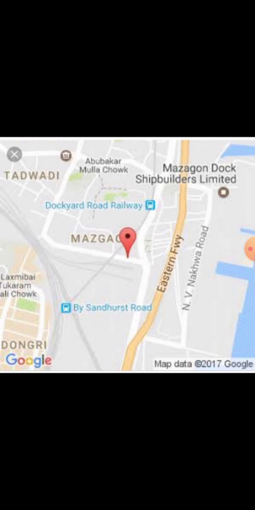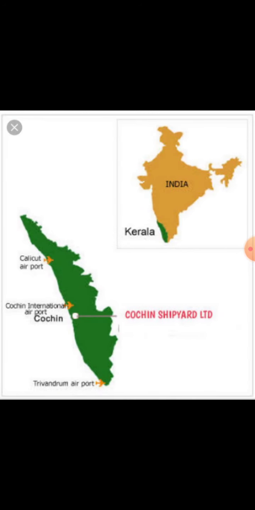Then the fourth one is Kochi Shipyard. It is in Kochi. Did you see the map, students? The first and fourth ones are very, very important, often asked questions. That is Hindustan Shipyard in Visakhapatnam and Kochi Shipyard in Kochi. Okay, can you understand, students?